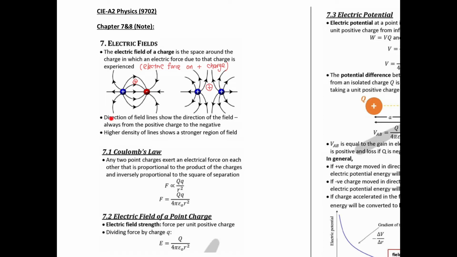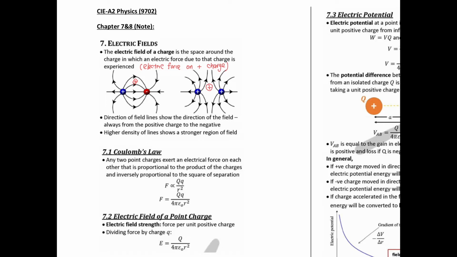Now, next point, the directions of field lines show the direction of the field, always from the positive charge to the negative. So as you can see, the arrow goes from positive to negative. Okay, next point, higher density of lines shows a stronger region of field. So higher density is the region around here. You can see many lines in that region. Lower density is the region which is far away, so you can see fewer lines. So an example is like there.